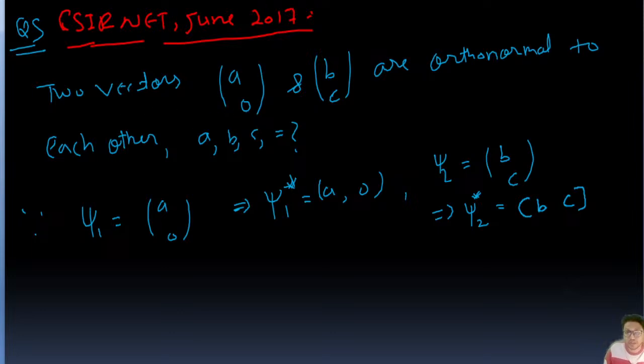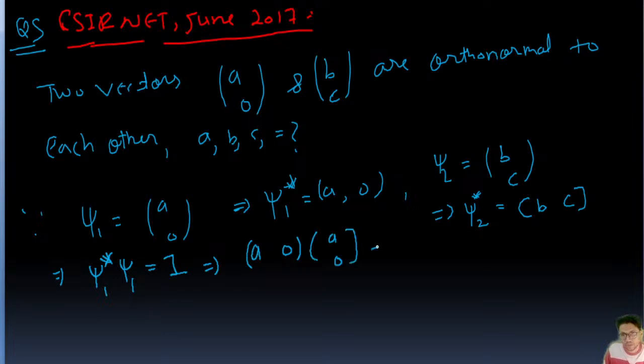So this question is saying two vectors are orthonormal, that is, they are normalized plus orthogonal. For normalization, psi 1 star psi 1 is going to be 1. Psi 1 is given. So if you do the product of psi 1 star with psi 1, it is going to be 1. This is going to be A0 into A0, and this is equal to 1. So this implies A square plus 0 equals 1.